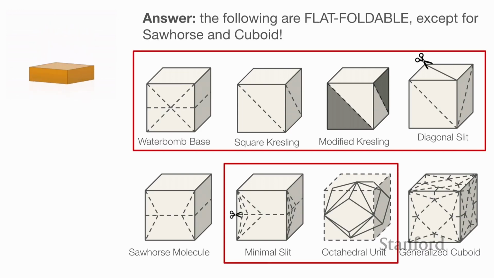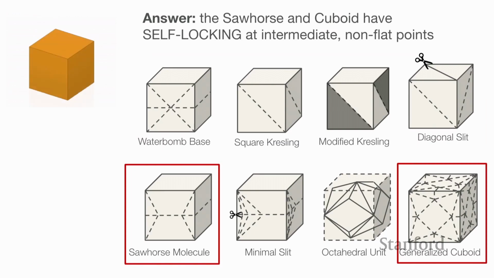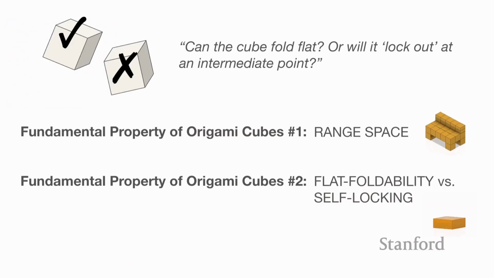Looks great. And yes, most of the cubes are flat foldable. Additionally, we've got 2 cubes, the Sawhorse molecule and the generalized cuboid, that are not flat foldable. So even if you pushed it, you would start to rip the paper and reduce the structural integrity, because it's got that self-locking capability without going all the way flat. So here's another property: we want to know if it's flat foldable or self-locking.